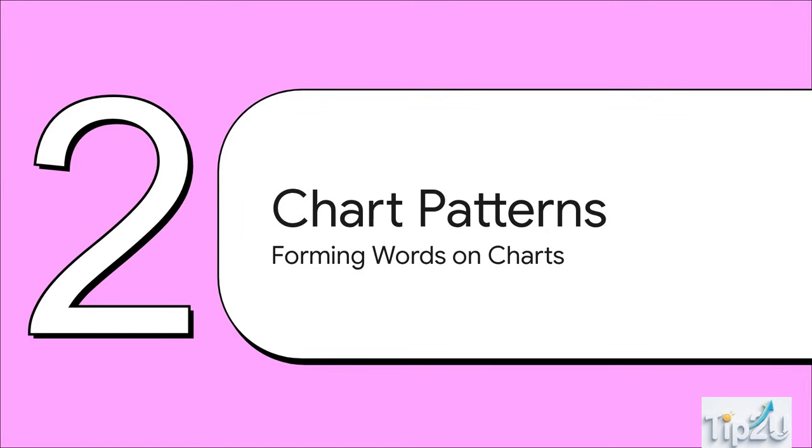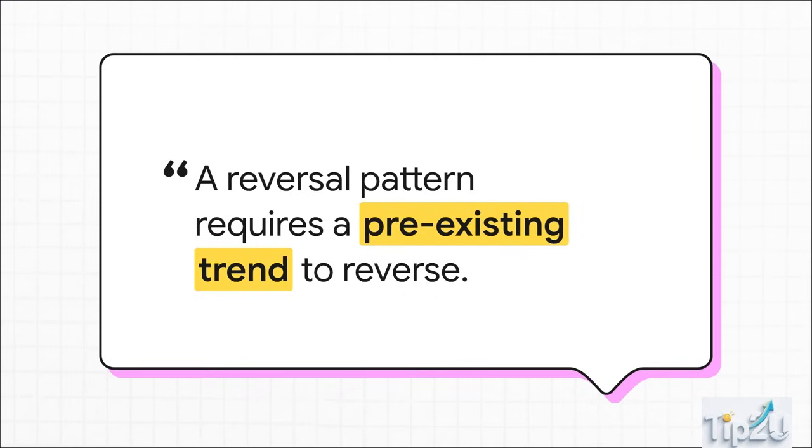Section 2. Reversal and continuation patterns, forming words on the chart. Actually, scratch that. Before we even start putting these letters together into patterns, we have to anchor ourselves to Gregory Morris's absolute non-negotiable golden rule. A reversal pattern requires a pre-existing trend to reverse. Listen, if you see a beautiful textbook reversal pattern in the middle of a sideways, choppy, directionless market, it carries zero statistical significance. Just ignore it, do not trade it. You absolutely need a clear prior trend for the pattern to actually mean anything.